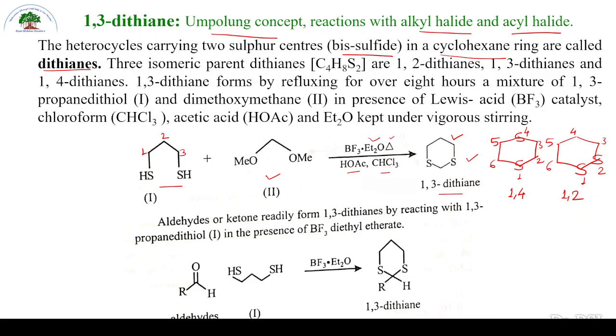Aldehyde or ketone readily forms 1,3-dithianes by reacting with 1,3-propane dithiol in presence of BF3 diethyl etherate. So here, when this aldehyde reacts with 1,3-propane dithiol in presence of BF3 etherate, we get 1,3-dithiane.